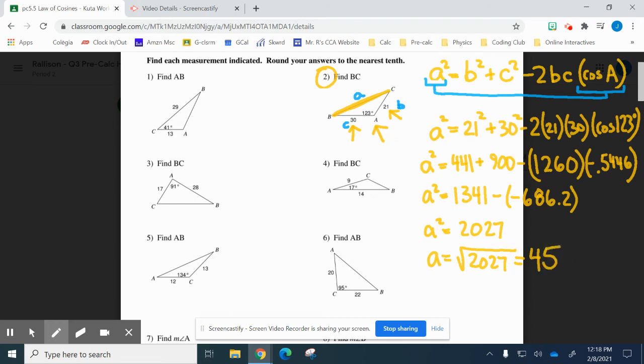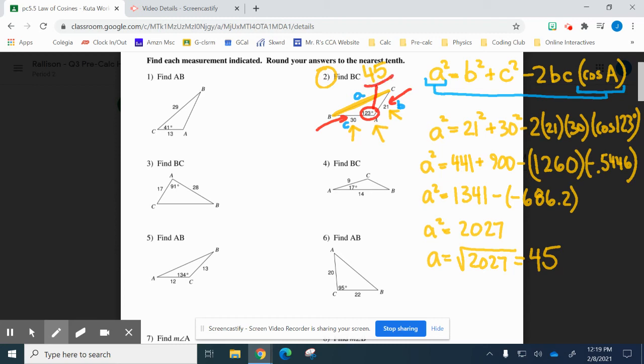So the length, does that make sense? We're saying the length of BC is 45. One of the things you always want to do with any math, physics, and especially geometry, is ask, does that make sense? If this side here is 30 and this side here is 21, that's 51, and that's an awful big angle right there. So yeah, 45 makes pretty good sense for that side.